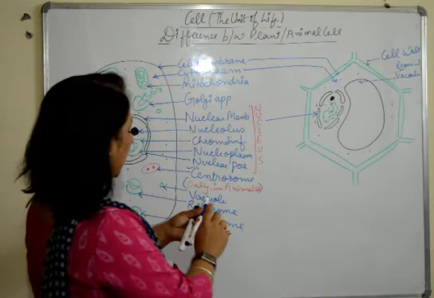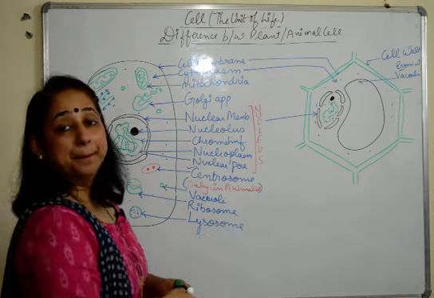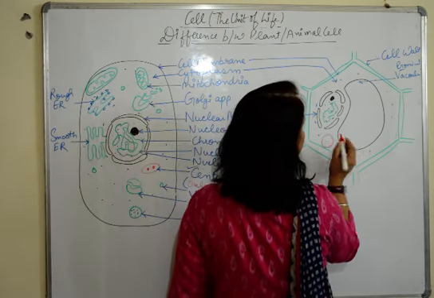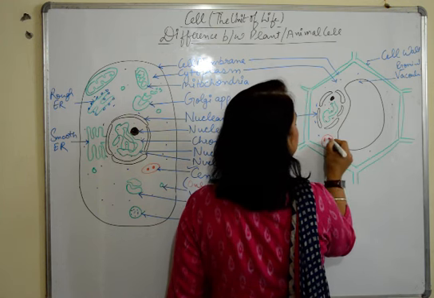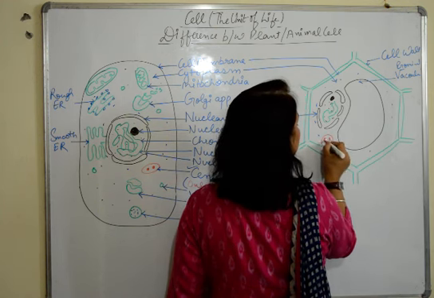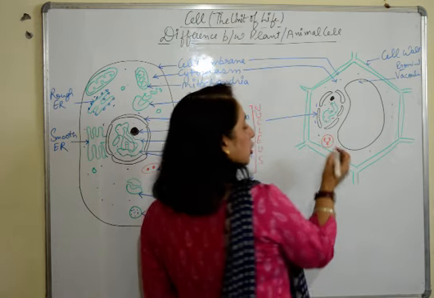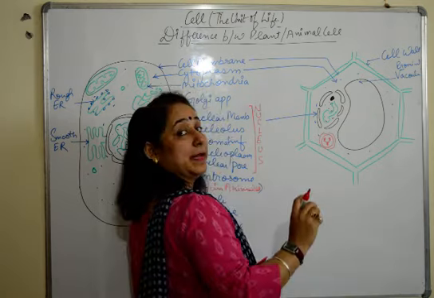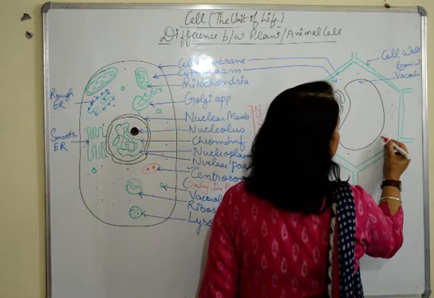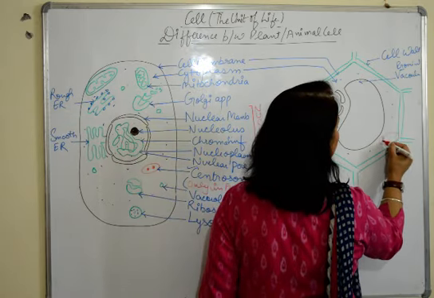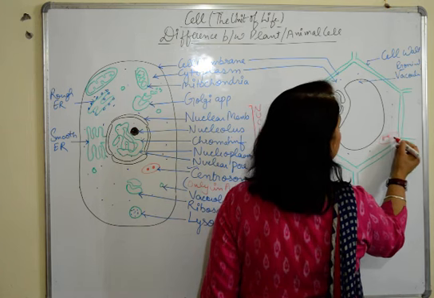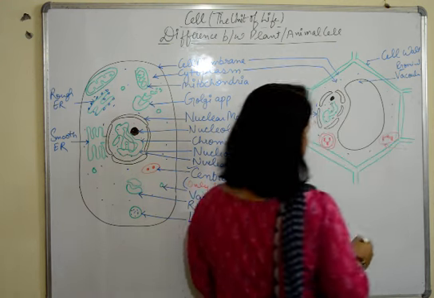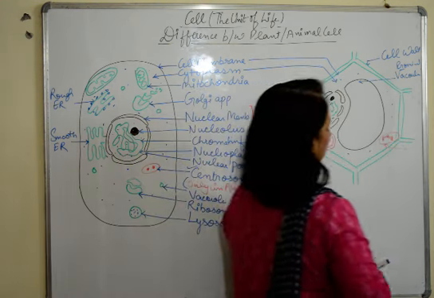Then all the other organelles remain the same. But what do we have different here? We have chloroplasts. I should have made it green, but never mind. So we have this double membrane structure, chloroplast here, which is not present in the animal cell. I'll make it here as well for labeling. So there are many chloroplasts present in the plant cells. We will label them. This is chloroplast.